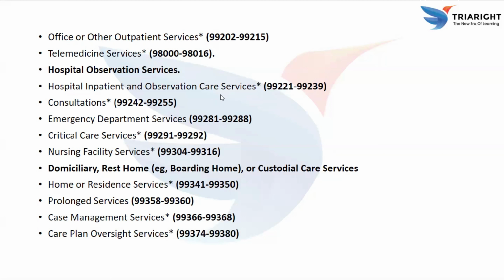So hospital inpatient and observation care services. The code ranges are 99221 to 99239. So where are these taken? The hospital inpatient or observation setting is the place, and it includes the initial hospital care, subsequent hospital care and the discharge services.